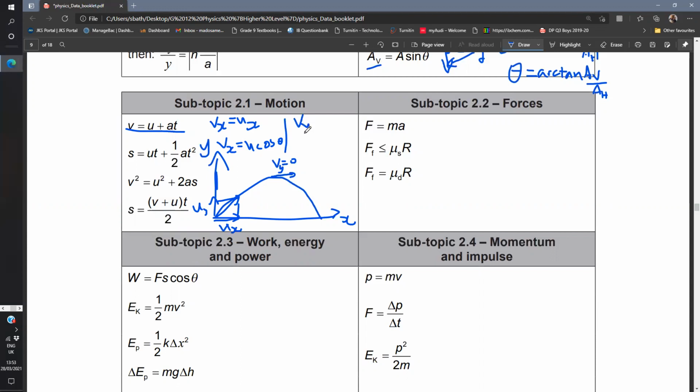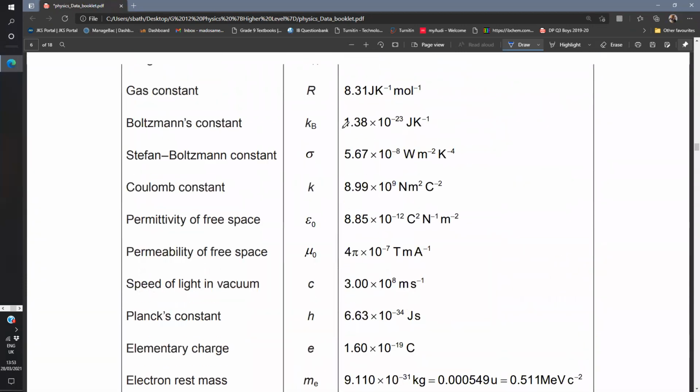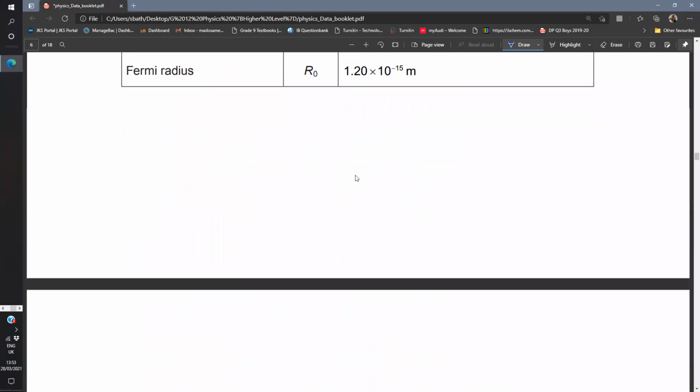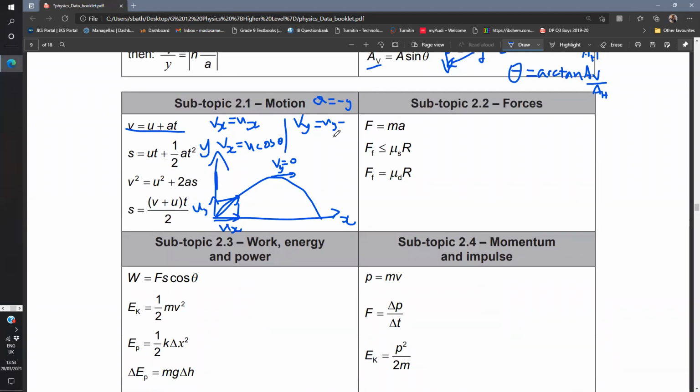Here it's vy is equal to u cosine theta. Sorry, uy. We're going to put minus because in terms of the vertical component we have g. So a is equal to minus g. G, if we look here, is equal to 9.81. So instead of writing 9.81, I'm just going to keep it as g, since g is not really constant. G on the moon is different than g on Earth.